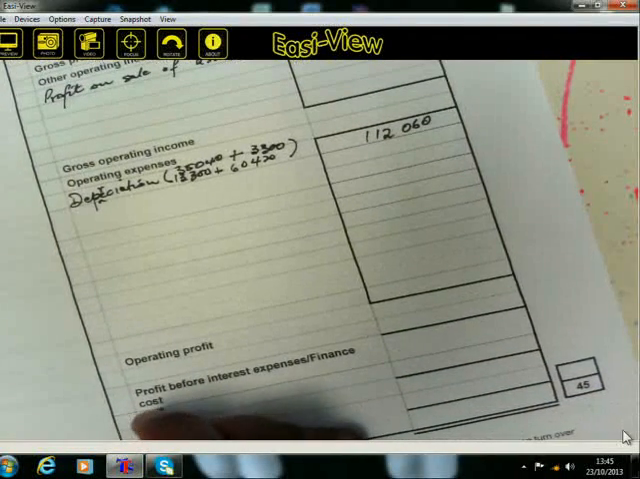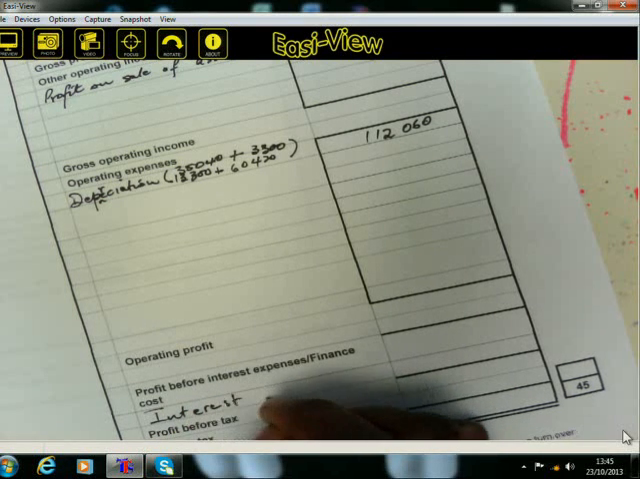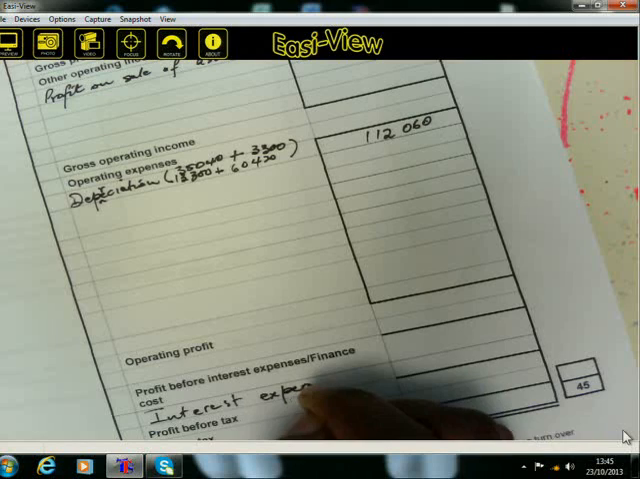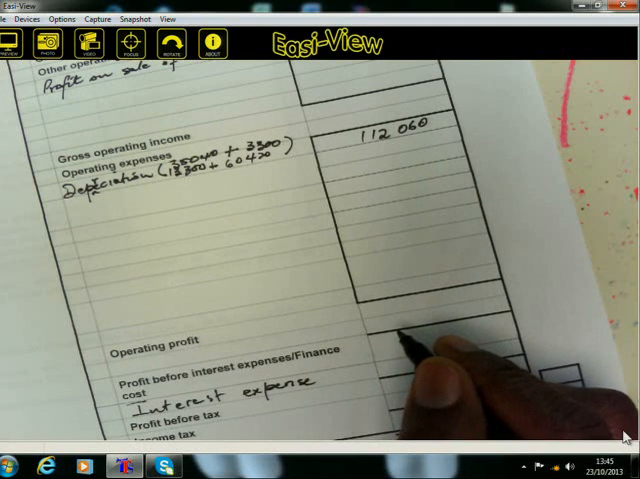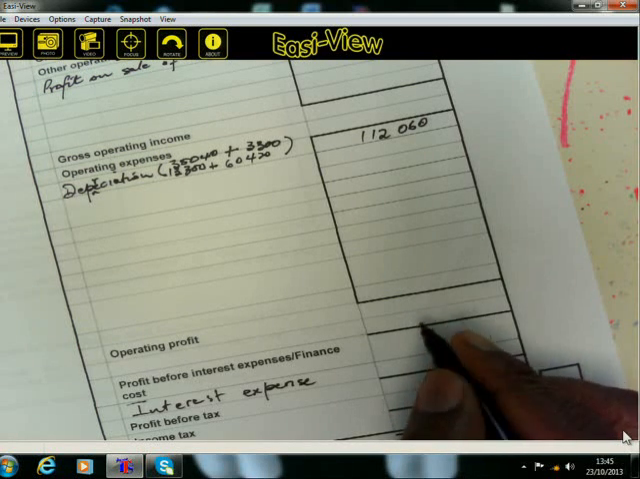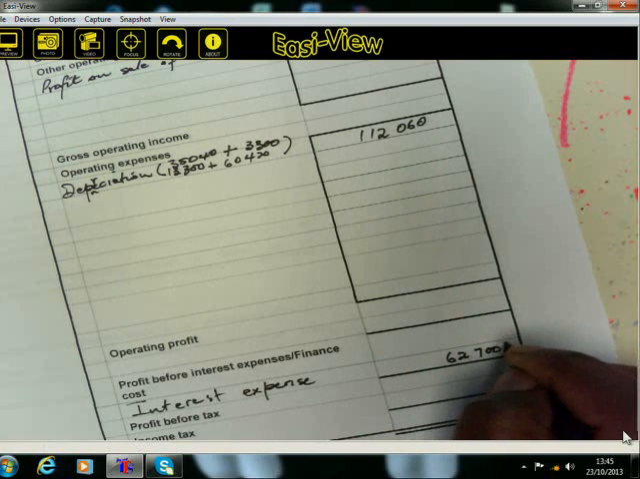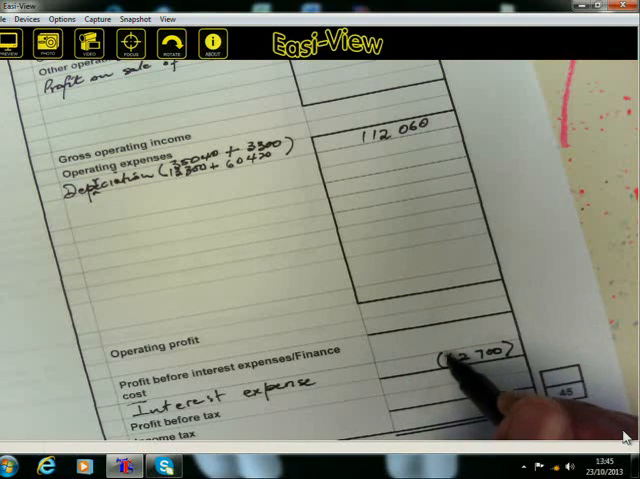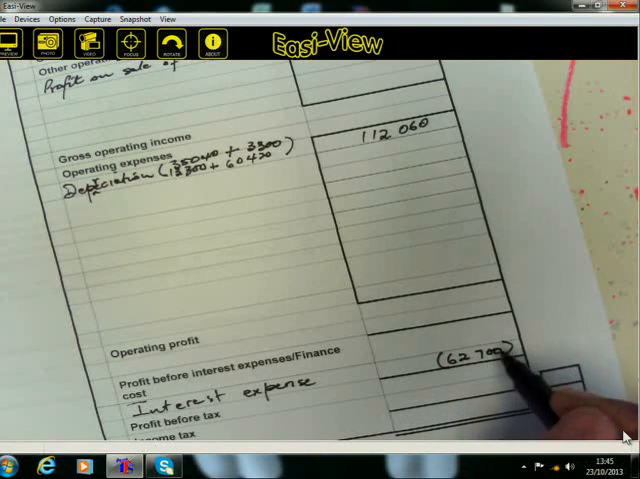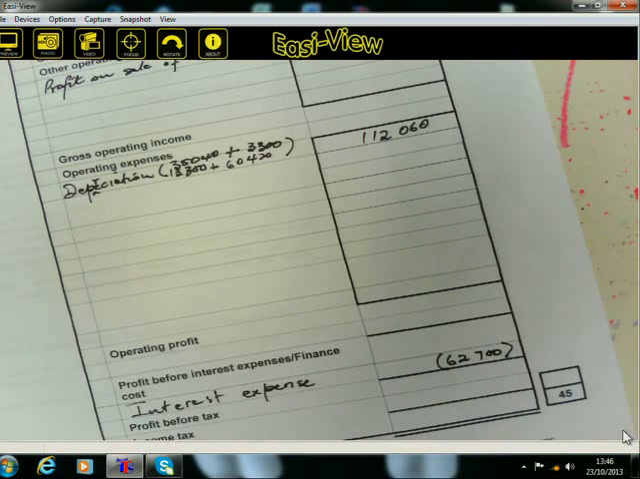The interest expense goes just before the profit before tax. Because of its materiality, it has to be disclosed at the bottom of the income statement, not on the face of the income statement. 62,700. It is an expense. We have to show it in brackets. It's a negative amount. It's going to decrease our net profit. We have to pay this interest, remember.